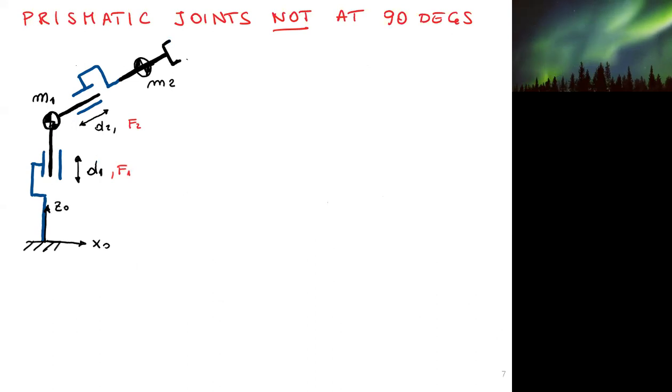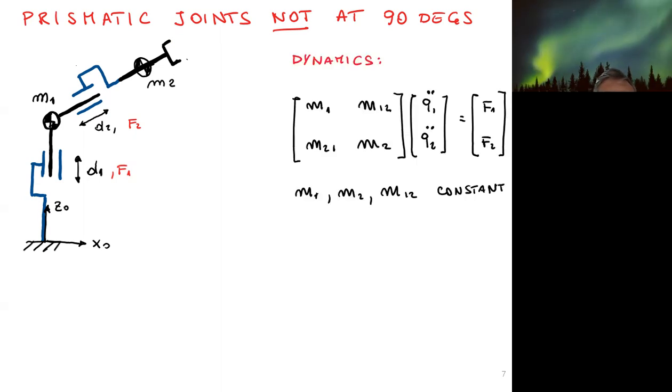Okay, then let's do something more difficult. And we see that if we don't put the axis of a prismatic joint at 90 degrees, we start to have a dense inertia matrix. Before it was diagonal. Now we see that some off-diagonal terms appear. They are equal because the matrix is symmetric, but the inertia matrix is still constant.